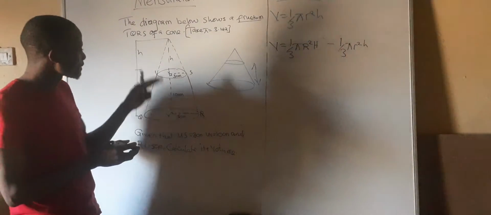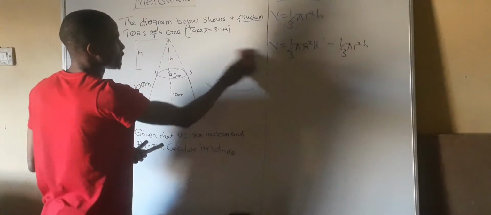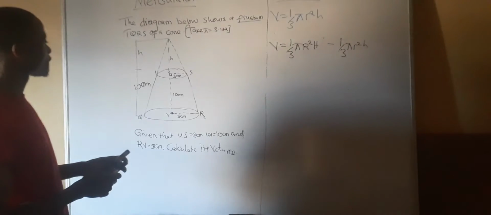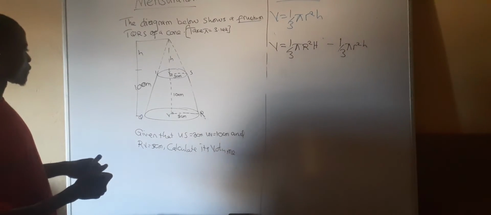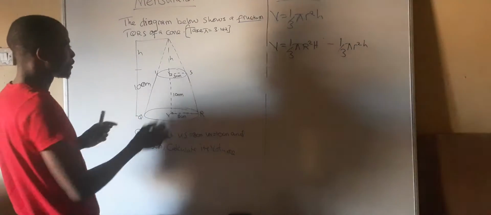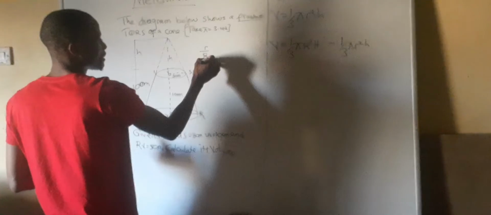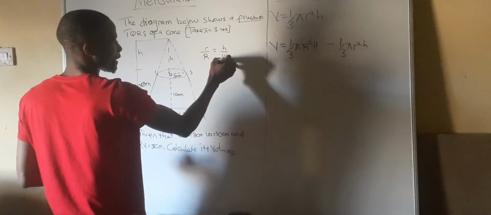So to find this height, you need to use the formula for similar figures, the similar shapes, where the corresponding sides give equal ratios for shapes which are similar. So in this case, we are going to use the radius and the height, the one which we want. Okay, so we say radius of the smaller cone over radius of the bigger cone is equal to height of the smaller cone over height of the bigger cone.